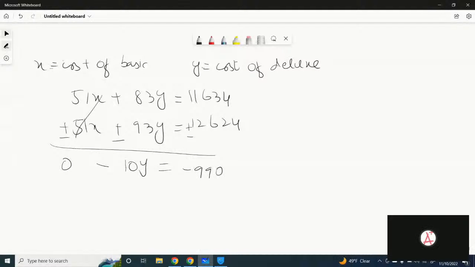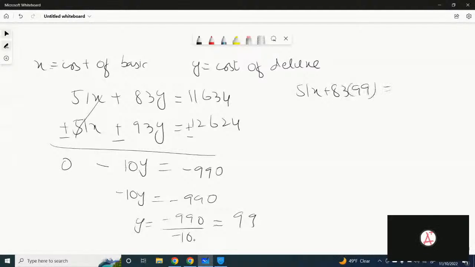So negative 10y equals negative 990, y equals negative 990 divided by negative 10. Got it? So 990 divided by 10 is 99. That means y equals 99. You can put the value of y in any of the equations and find the value of x. So let's put the value in the first equation: 51x plus 83 times 99. You just have to do calculations.